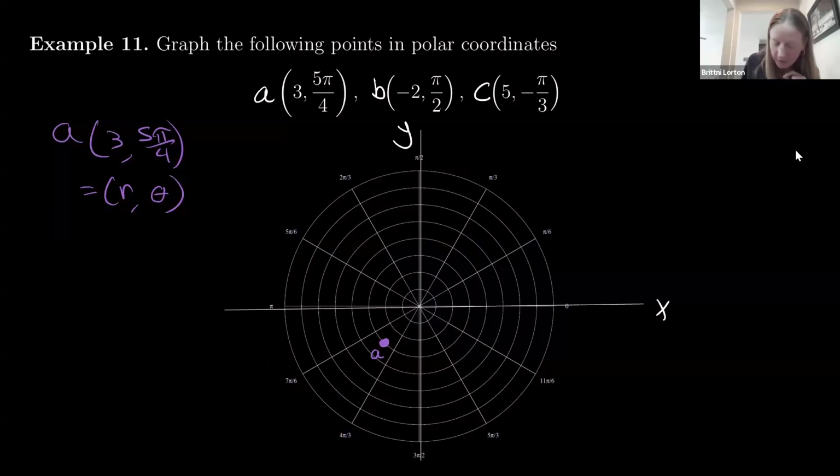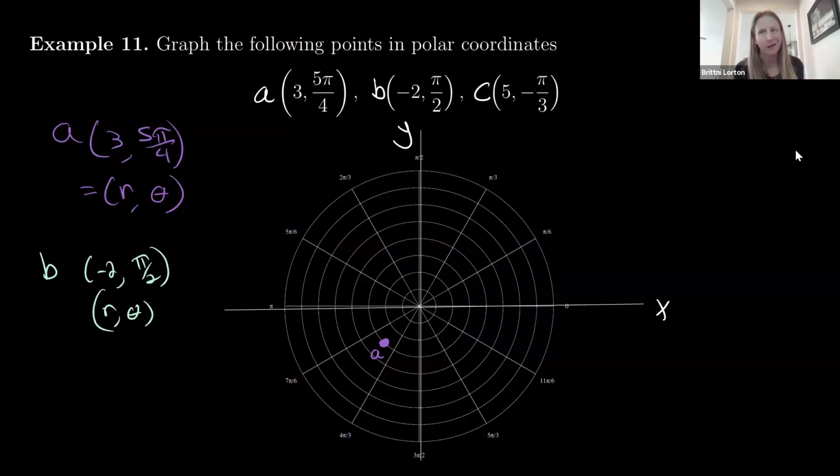The next one, let's do part B, which is negative 2 comma pi over 2. So for the point B, negative 2 comma pi over 2, this is my r comma theta. So start with theta. It's always easier. It's just my recommendation.